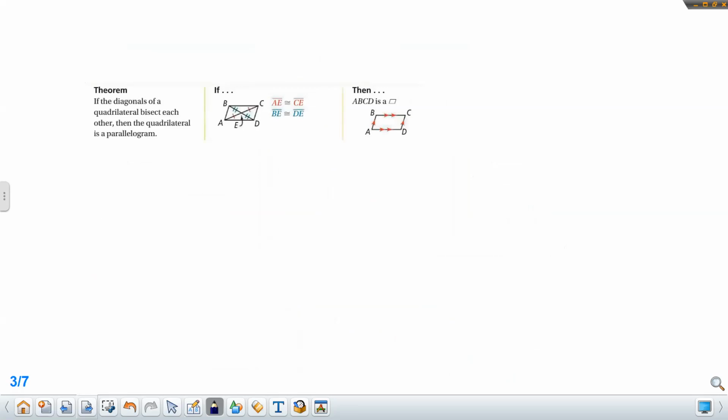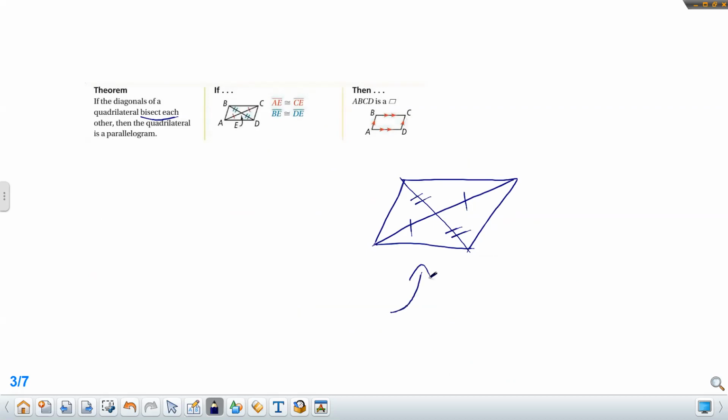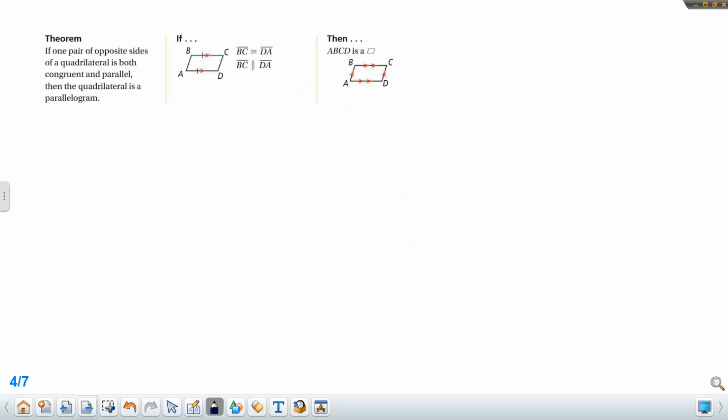Case number 4: if the diagonals of a quadrilateral bisect each other. If you have a quadrilateral and a condition that this diagonal bisects the other diagonal and the converse, that means this part equals this part and this part equals this part, so we can say this quadrilateral is a parallelogram. Here, if EC equals EA and BE equals ED, we can say the figure ABCD is a parallelogram. This is case number 4.